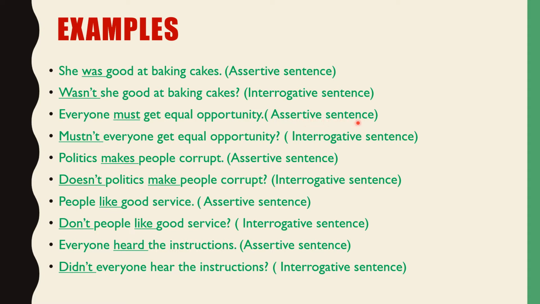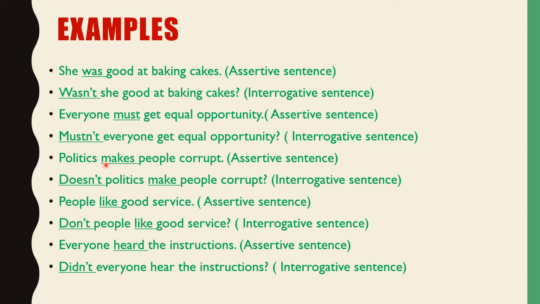This is also an assertive sentence and it is positive. The auxiliary must is underlined. The rule says that if there is the auxiliary in the assertive itself, use that auxiliary itself before the subject. What is the subject? Everyone. So you use must. But why have you started with mustn't? Because the assertive is positive. So therefore you will use mustn't everyone get equal opportunity, question mark. So this sentence is an interrogative sentence, a yes/no interrogative sentence.